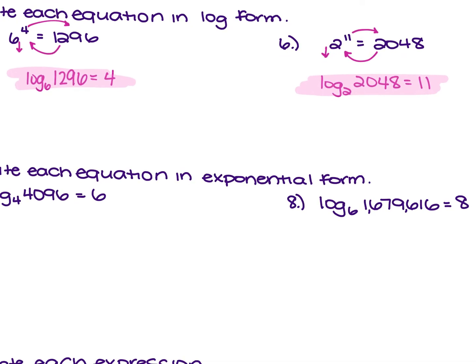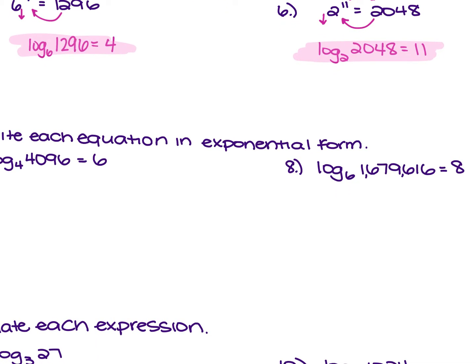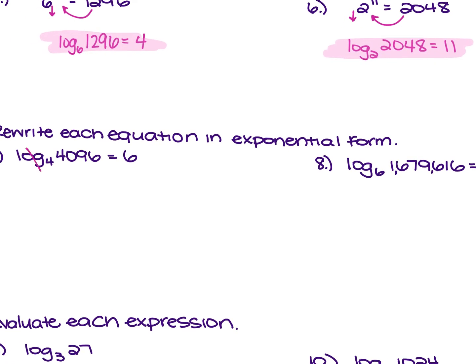Your next section, you are going from log form to exponential form. So with these, you're going to drop the log. Your base becomes your big number. Your answer, or your big number, becomes your answer, and that answer becomes your power. So we're going counterclockwise here. So this is going to give you 4 to the 6th power is equal to 4096 for number 7.